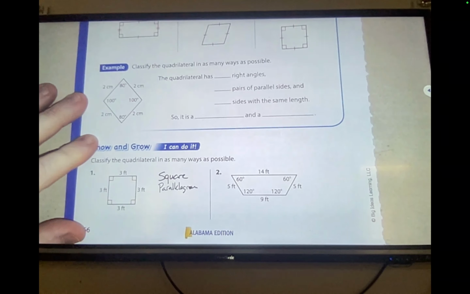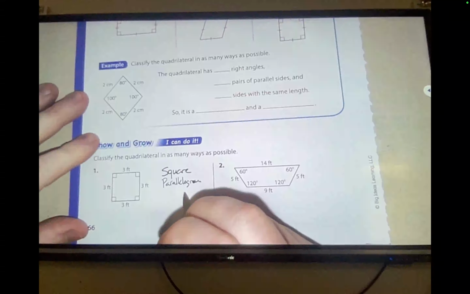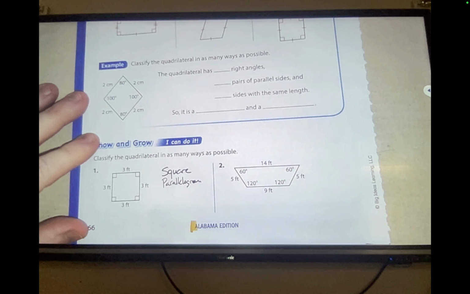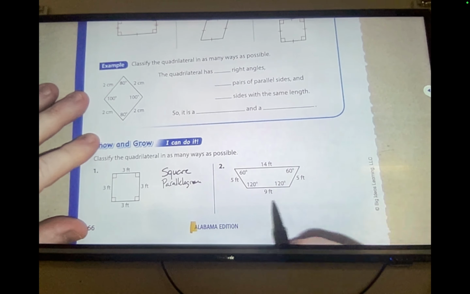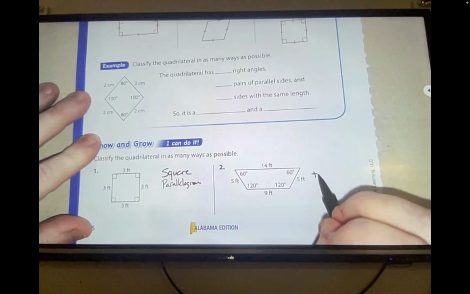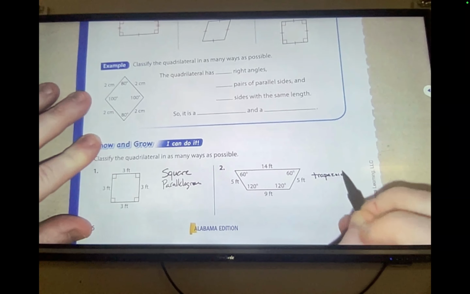Right? It's a parallelogram because it has two pairs of parallel sides. Opposite sides are equal to each other. So if it's that, we can also say, those are two things that we can say it is. But then look at the next one. That one's pretty easy, more self-explanatory. Only can be one, and that's going to be a trapezoid. Okay, and there's really nothing else it can be.